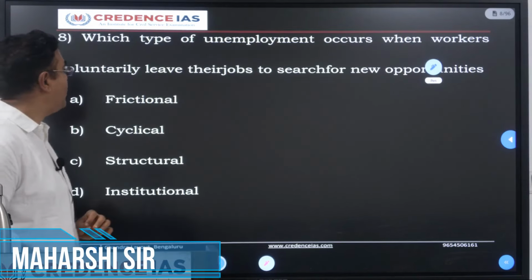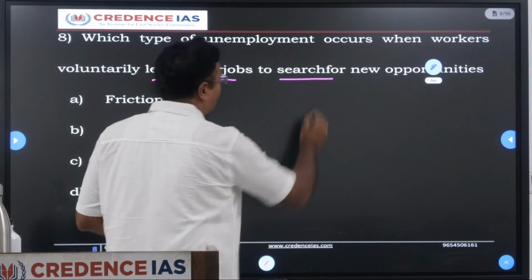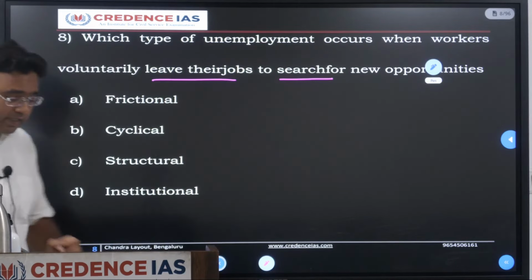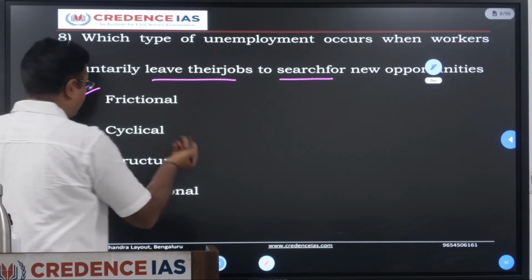Then, which type of unemployment occurs when workers voluntarily leave their jobs in search of new opportunities? This is a direct question, nothing to go into detail about. You need to understand the different types of unemployment, right?